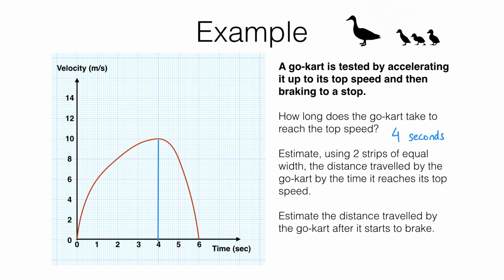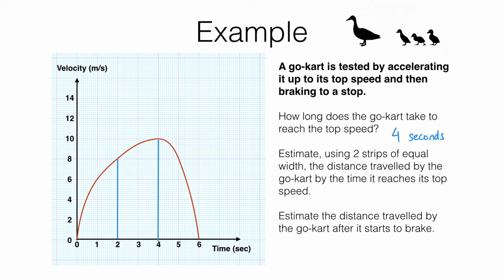Now, this is not a nice shape to work with, which is why the question says estimate. What we're going to do is split this up into strips, and the question tells us to use 2 strips of equal width. How do we do that? Well, this here is 4 wide. To split it into 2 equal strips, we need to split it down the middle like this. So now I've got 2 strips, each of which are 2 wide.